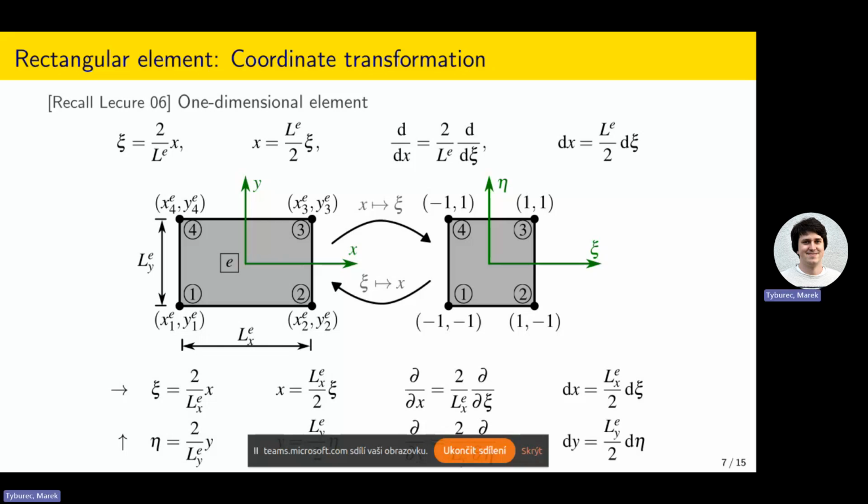Yes, so that is now for this one-dimensional element, but we can also use it for this two-dimensional setting. For the two-dimensional setting, we need to write down the same thing for the other component, but the procedure is exactly the same. So we will end up with dy equal to L over 2 d eta. Okay, so this is the effect of the substitution in the integration. When we do the substitution in the integration, this is something that you will need to have.